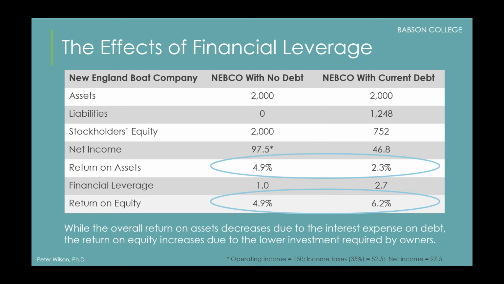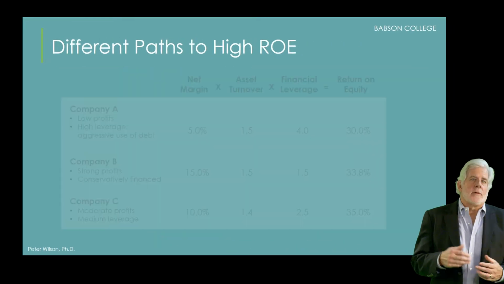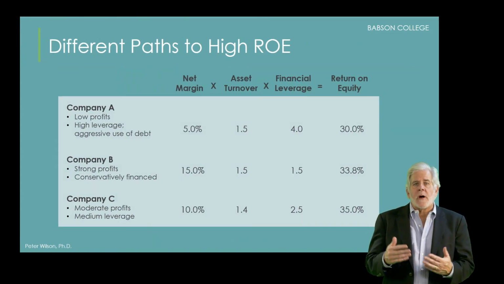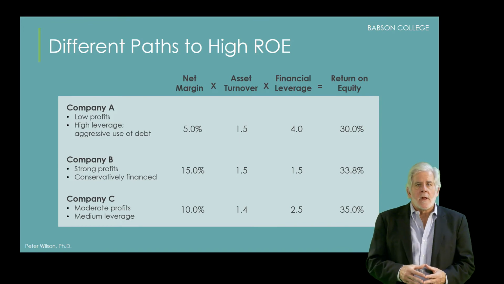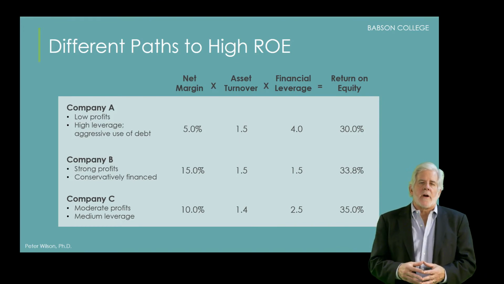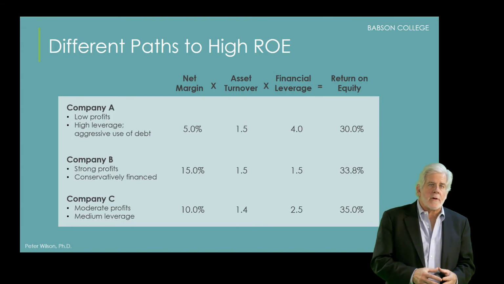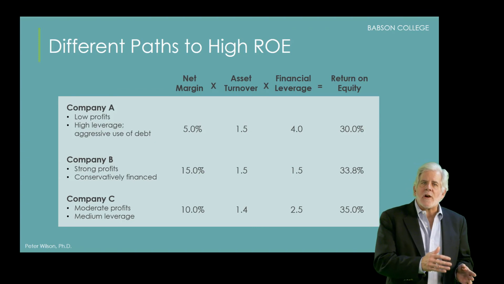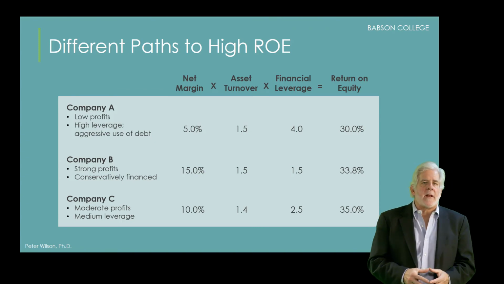By using other people's money, borrowed funds, the firm is able to leverage or increase the return to owners from 4.9% to 6.2%. With three variables driving ROE, there are many different paths a firm can take to achieve a high return for the shareholders. While this table illustrates the multiplier effect that leverage can have on profit margin and asset turnover, it does not come without a costly risk, and that is the higher interest payments that come with debt.